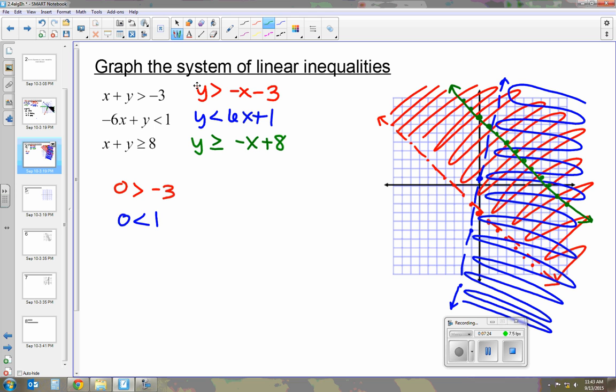Let's test our point (0, 0). Is 0 greater than or equal to 8? No, it is not, so we cannot shade in that direction. So we're going to shade in the opposite direction of (0, 0).